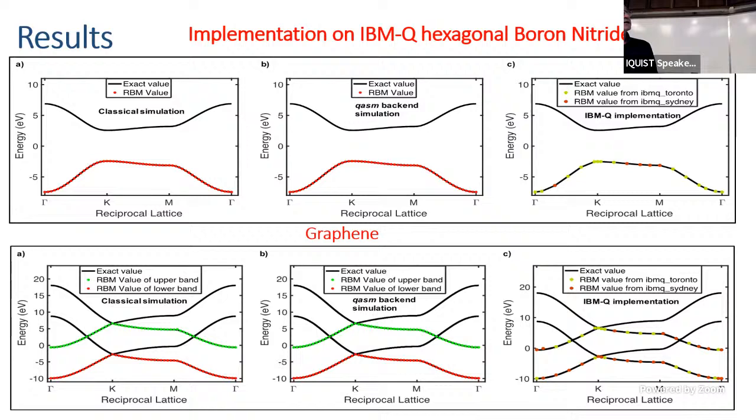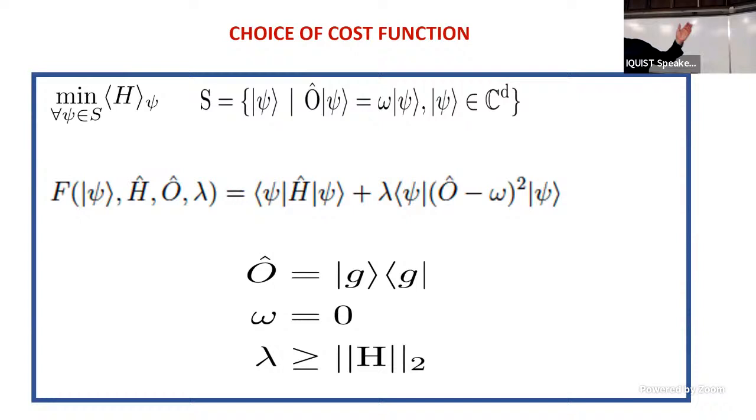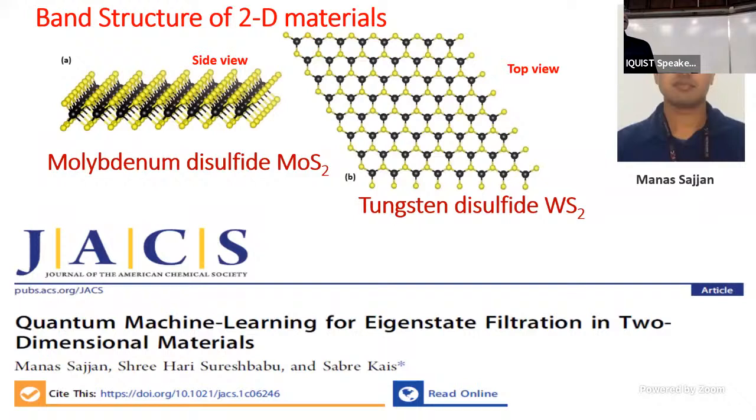And now the question is, how do you go to the excited state? To go to the excited state, we use the trick from variational calculations. If you know the ground state, you just have to generalize your cost function by projecting on the ground state from the Hamiltonian and by adding a penalty term. This trick is used in variational calculation all the time. You know the ground state, so you project it out of the system and you go to the next excited state. And Manas was able to do the simulation for these systems.